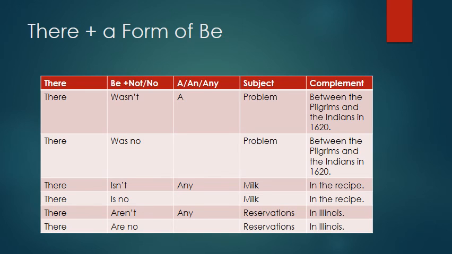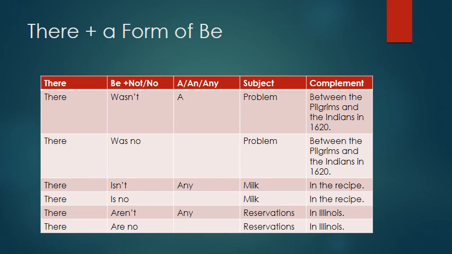So we have 2 ways of saying the same thing. I can say there wasn't a problem, or I can say there was no problem. The difference between those is that when I say there was no problem, I don't use a or an or any. Look at the next one. There isn't any milk in the recipe. Milk is a non-count noun, so it's singular, so it isn't. But then we have there is no milk in the recipe. You'll see that when I use no, I don't use a, an, or any.